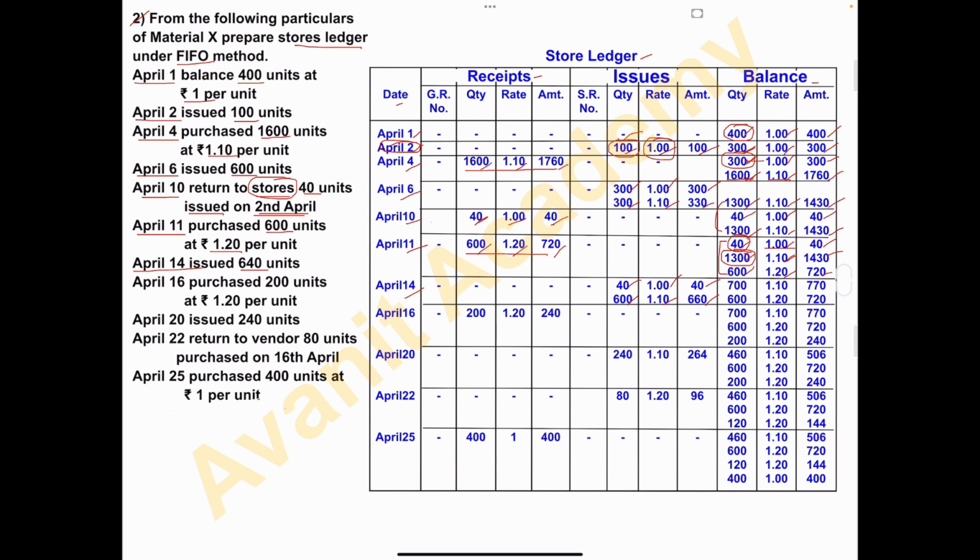Now we'll write the balance. This 40 units is fully issued. And from this 1300 units, how many units have we issued? 600. Okay. From this 1300, just now we issued 600 units. So how many units are left? 700 units. From this 1300 minus 600, the remaining balance is 700. For this 1300 batch, the rate per unit is 1.10. We'll take that and the amount is 770. And this 600 stock stays as it is because we have not issued anything from this stock. So we write as it is, 600 at rupees 1.20 and the amount is 720.